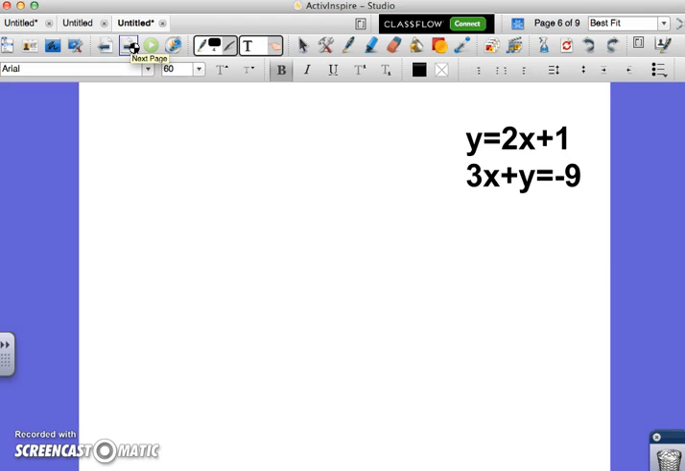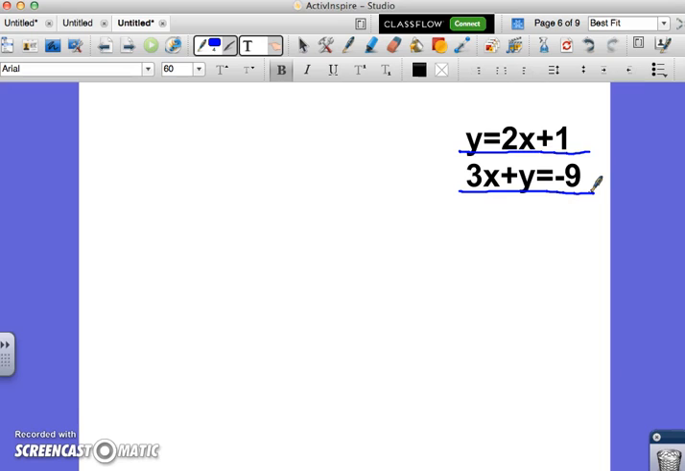So we're going to look at solving systems by substitution. Now, the first thing that we have to look at when we're going to solve this system: we've got two equations. We've got y equals 2x plus 1 and 3x plus y equals negative 9. Now, unlike graphing, they don't have to be written in slope-intercept form.